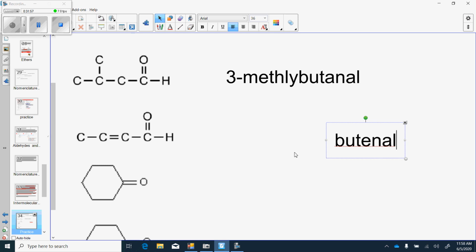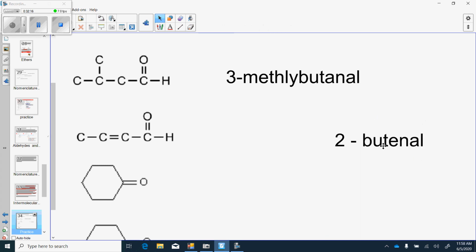And we want to know where this double bond is as well. That's important, right? But this guy gets the priority. The functional group gets the priority. So we're going 1, 2. So it's 2-butanol. Oops, not there. It's 2-butanol. Right? And we have no branches. So we're done. Okay? So just be careful.